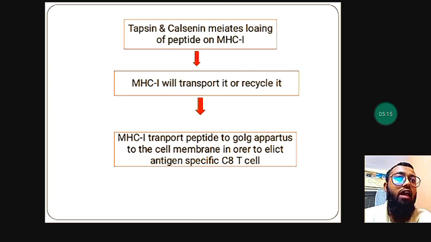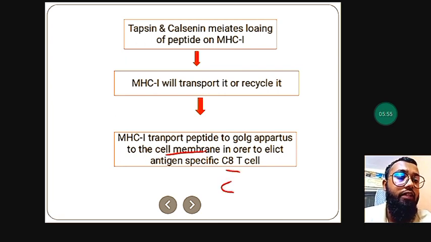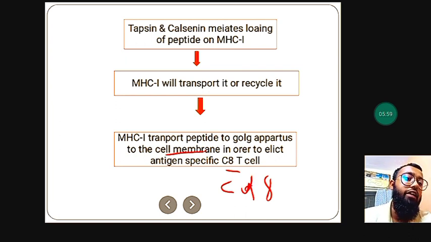In the case of a high affinity class 1 complex, the peptides are transported through the Golgi apparatus to the cell surface. This MHC class 1 molecule transports the peptide to the cell membrane in order to elicit an antigen specific CD8 T cell response. And this CD8 cell then evokes the lymphocyte, and the lymphocyte leads to the formation of antibody against that specific antigen.